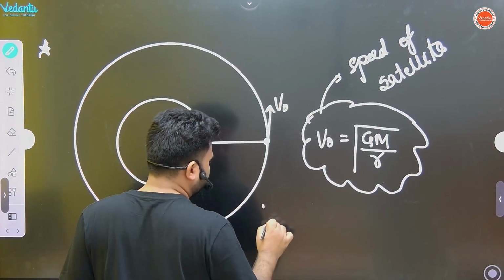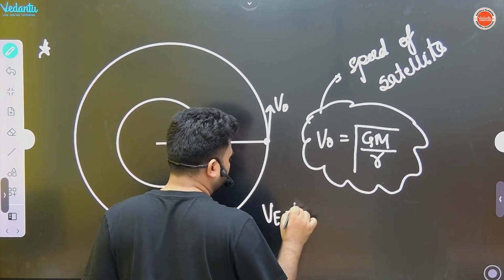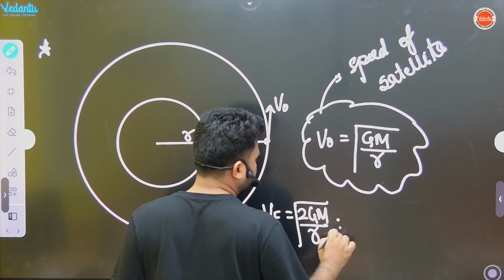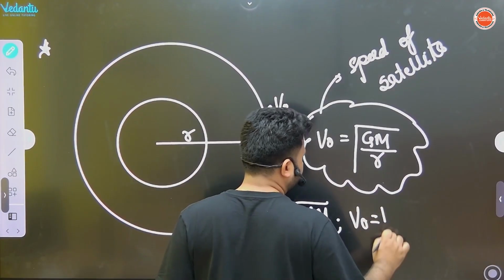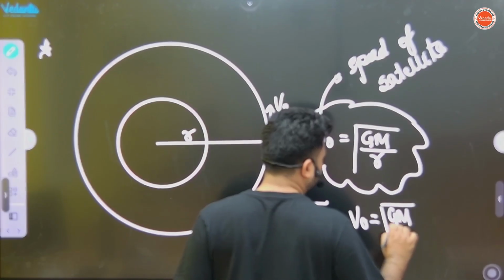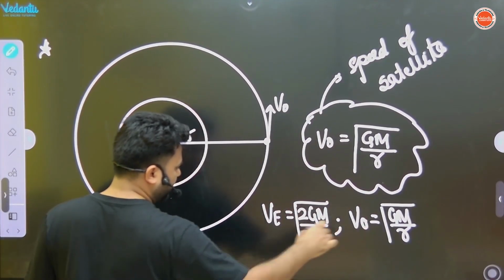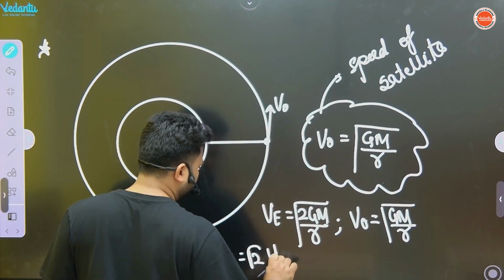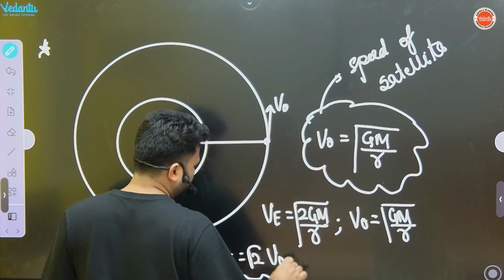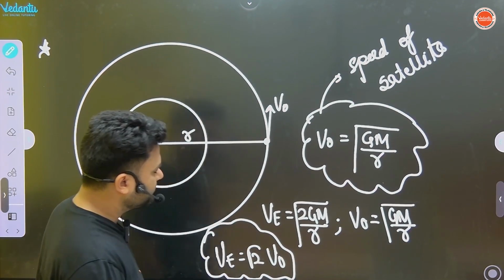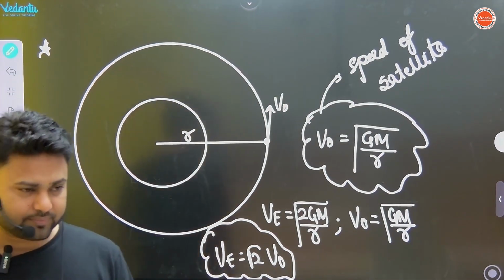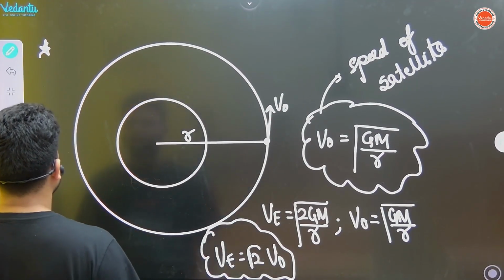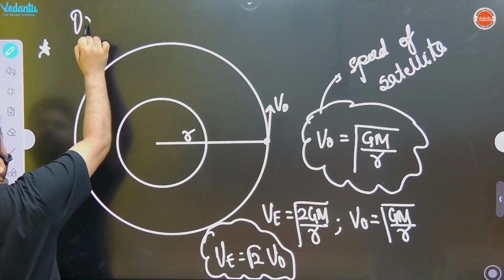Now see, escape velocity we saw, the formula was root 2 GM by r. And you can see the orbital velocity here is root GM by r. So we can say from here the escape velocity is root 2 times orbital velocity. This is also very important.